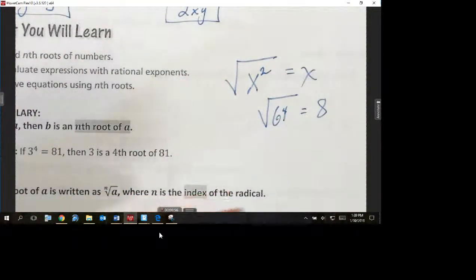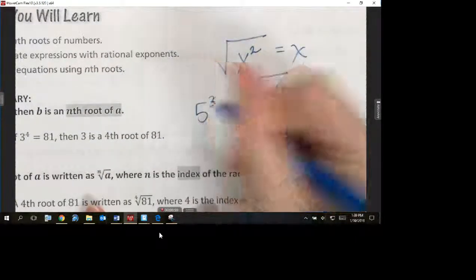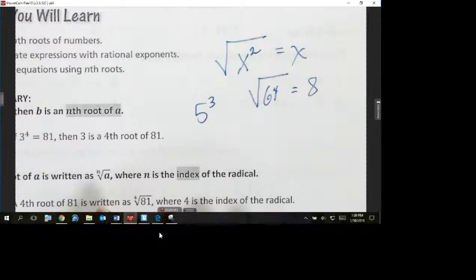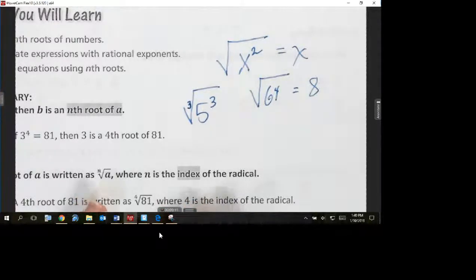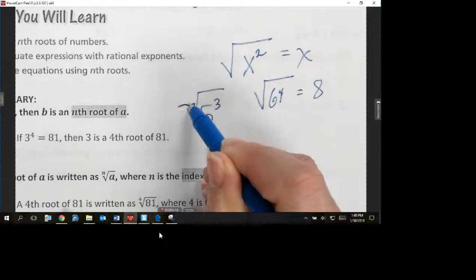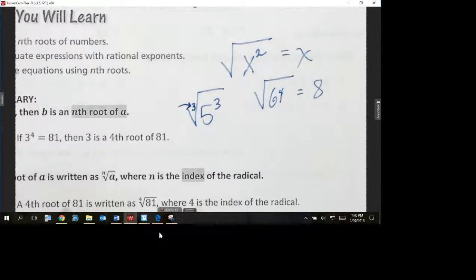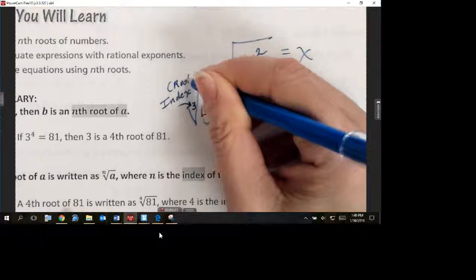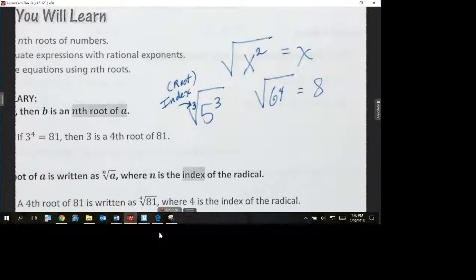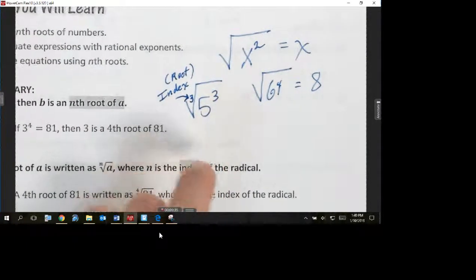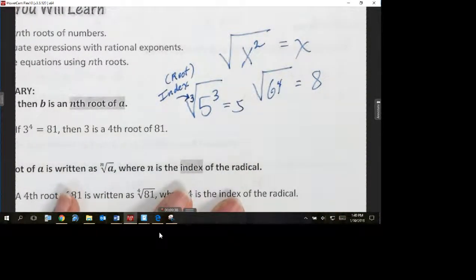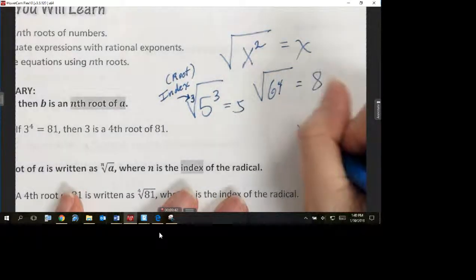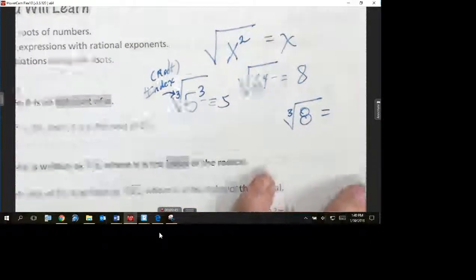But since we have things like cubes, we also have things called cube roots that look like that. So this number here, this cube that is really tiny and it's inside the little radical, is the index. It is our root that we were trying to find. Just like a square root, this one we're trying to find the cube root. What cubed gives me 5 cubed? 5. Yeah? What cubed gives me 8? 2.